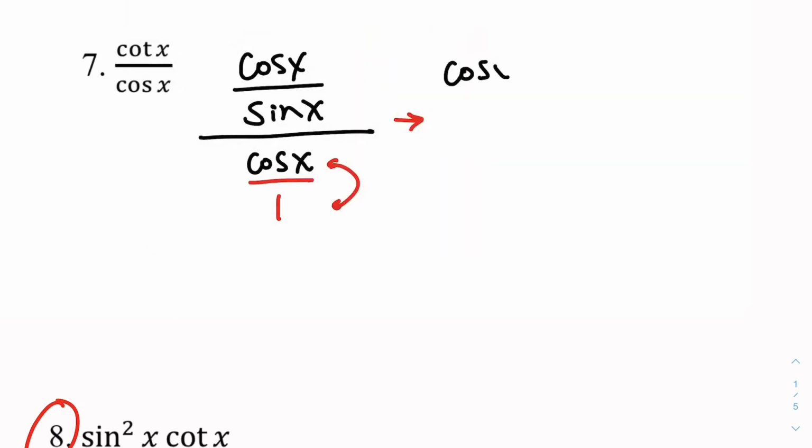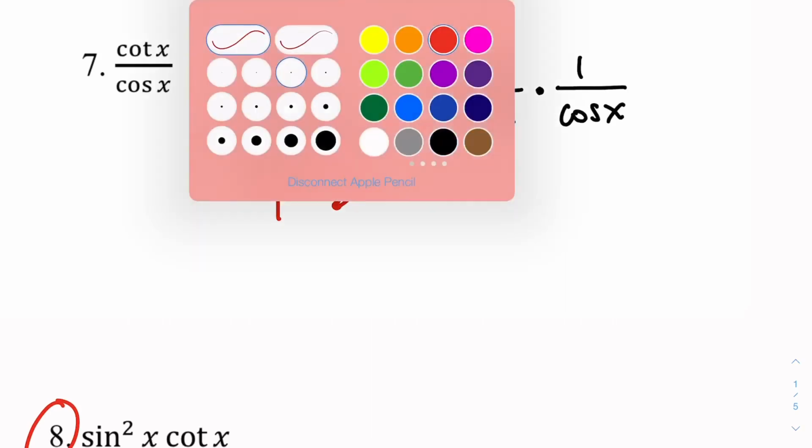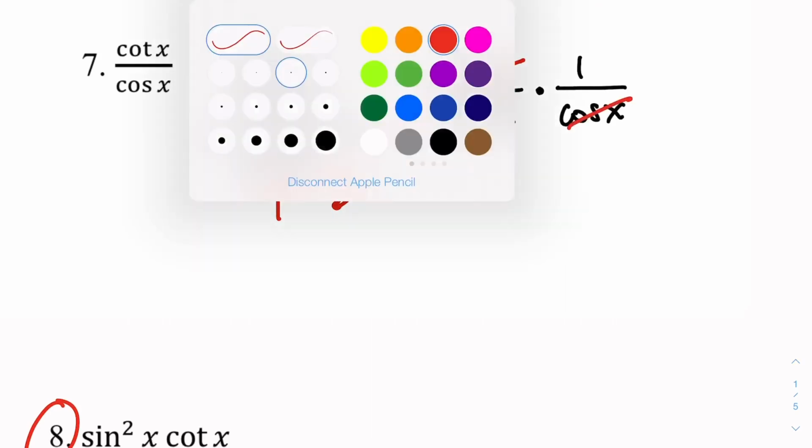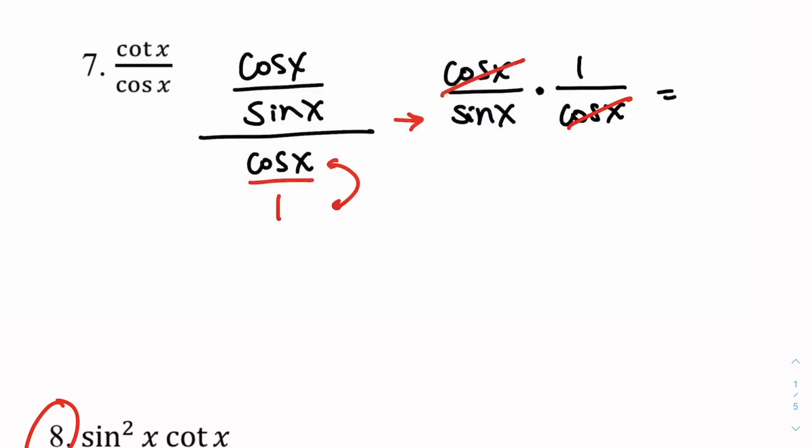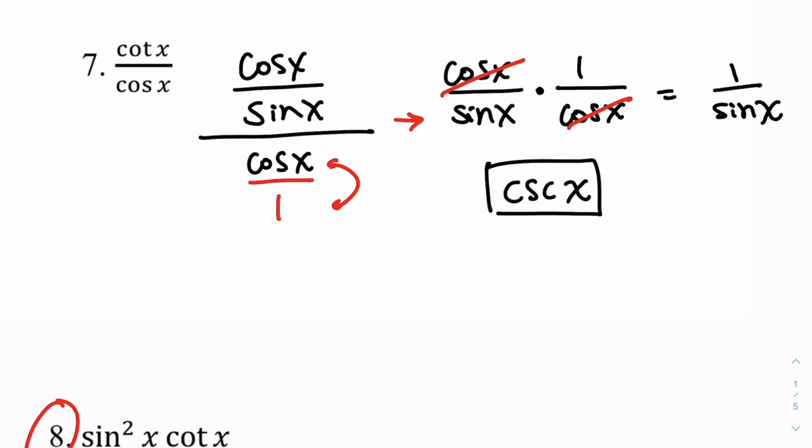I have cosine x over sine x times 1 over cosine x. Ooh, I notice immediately I have a cancellation. So my final answer is 1 over sine x, which, wait a minute, this means the reciprocal of sine. That's one of our formulas. My answer is cosecant, the reciprocal of sine.